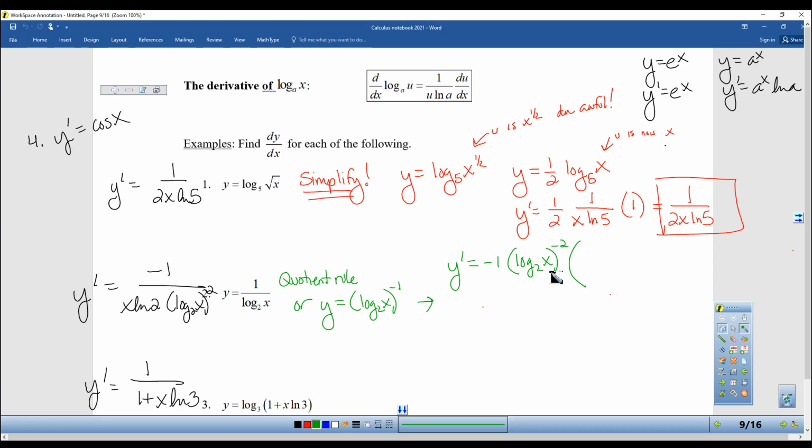So my y prime will be negative 1 log base 2 of x to the negative 2 times the derivative of the inside. So the derivative of log base 2 of x, using this formula up here, is 1 over u. So my u is just x. 1 over u, natural log of a, so the base is what they're talking about, so natural log of 2, times the derivative of u, which is just 1. So going across the top, this is a numerator and the 1 is a numerator, but that's it. This moves to the bottom because it has a negative exponent. Now it's positive. And then that's on the bottom, x natural log of 2.